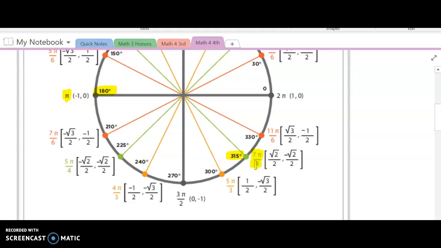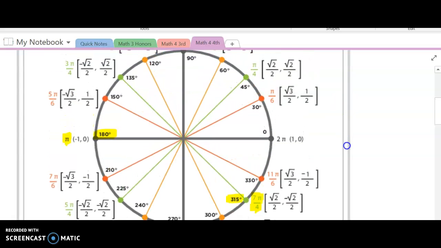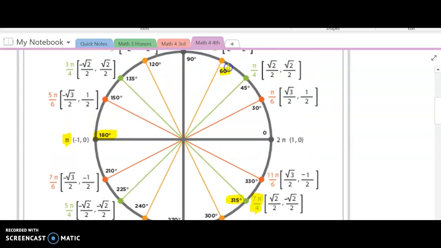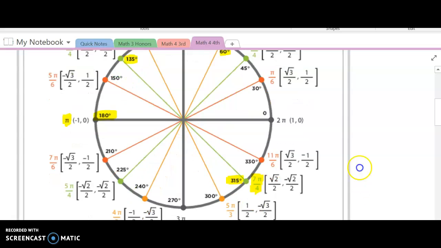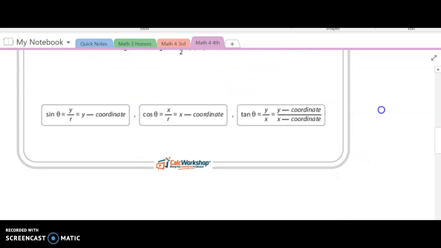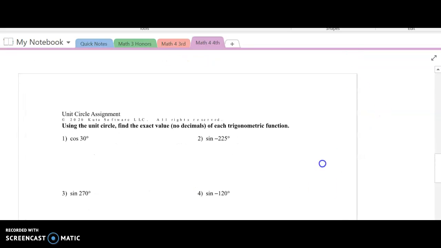So for those first 4 problems, what you're doing is just filling out the unit circle. Not too much math, just filling out the unit circle is how you would read it. So these are all my answers. Okay. So moving on to the bottom part.